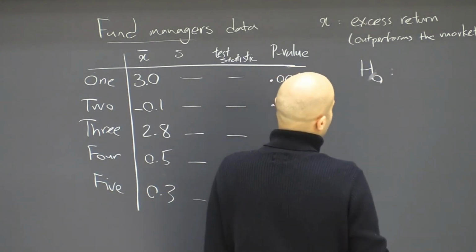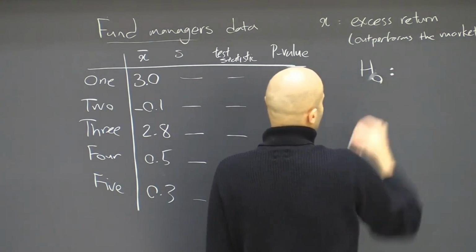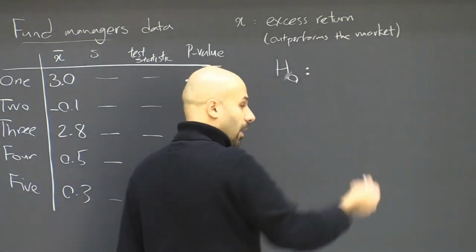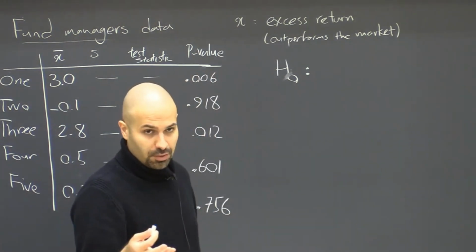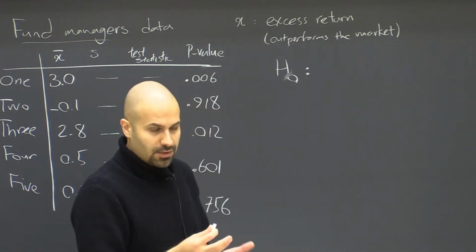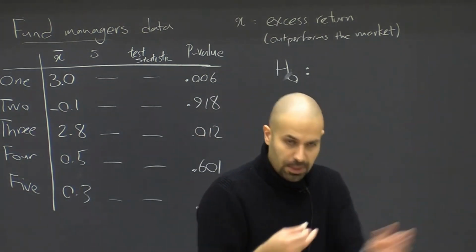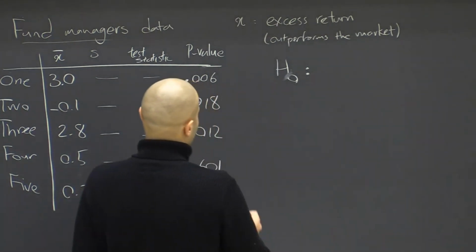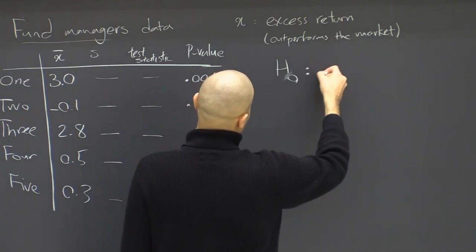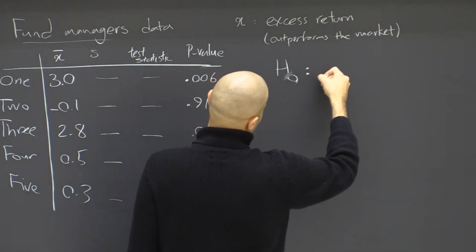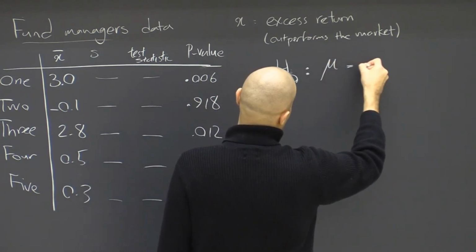So here, for these fund managers, H0 is that this excess return equals 0. So if a fund manager has a true excess return of 0 or expectation of excess return of 0, it means that they are not outperforming the market. They are equivalent to picking stocks randomly. So H0 is that, let's say, mu equals 0.